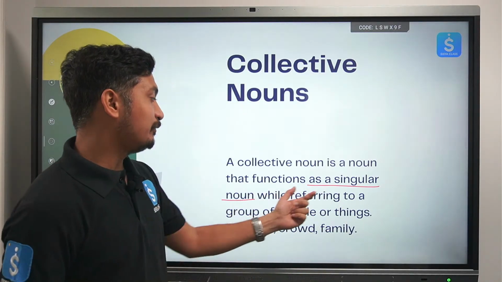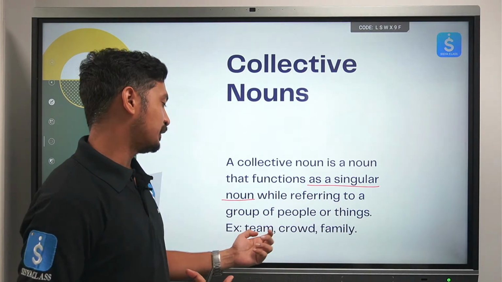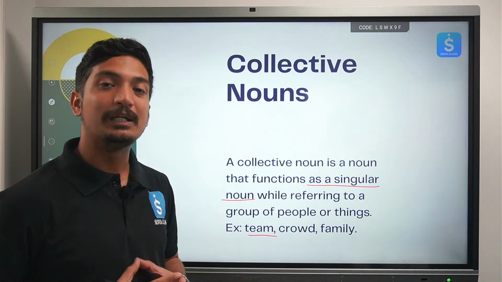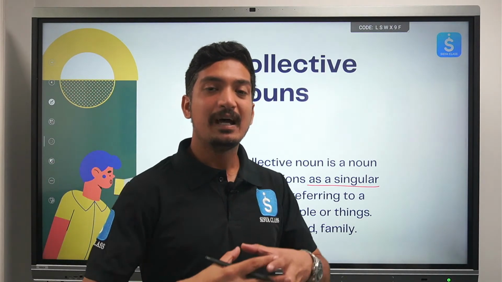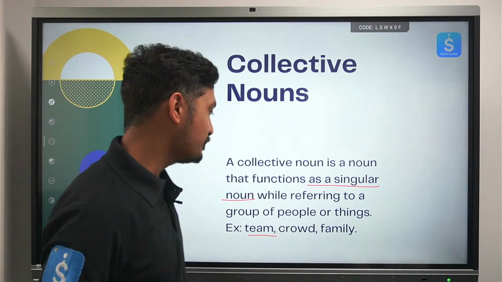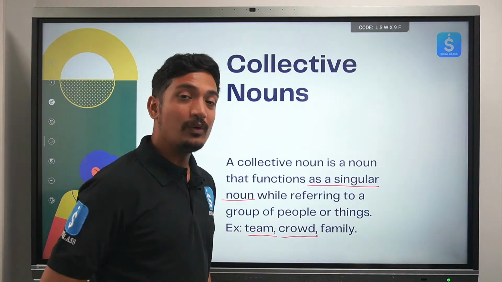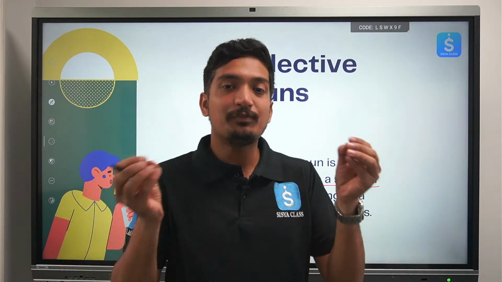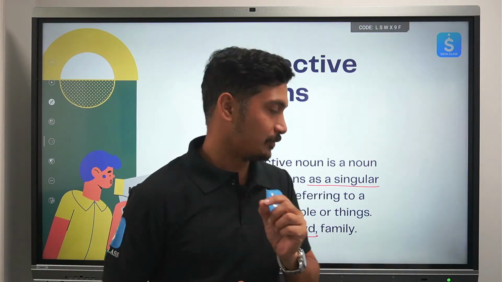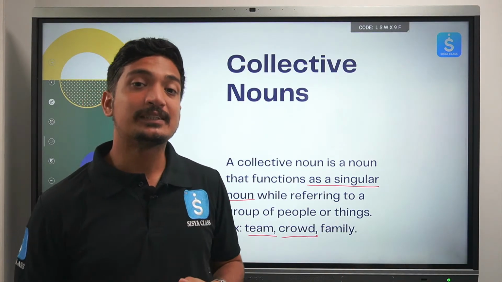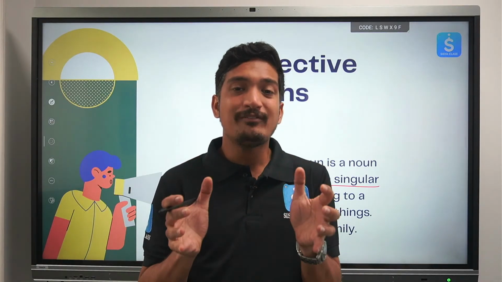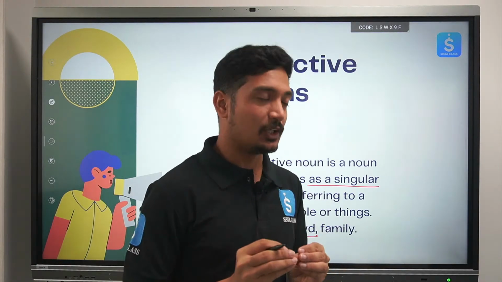Okay, while referring to a group of people or things, for example, a team is a singular word, though it has multiple people in it. However, a team collectively will be considered as a singular noun. Okay, then we have crowd. Crowd is actually comprised of many people, but still that collectively will be considered as a singular noun. Okay, then we have family, which is again made up by several family members. Still, one family is considered as a singular noun.